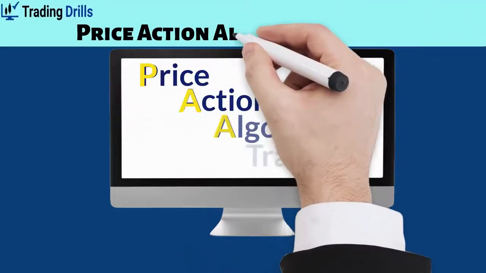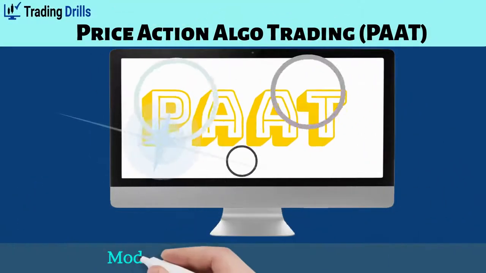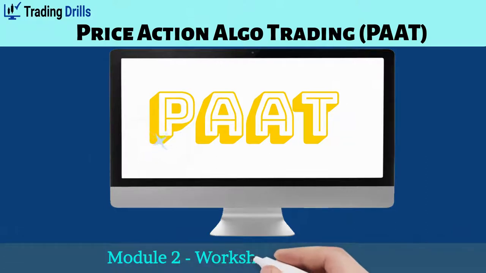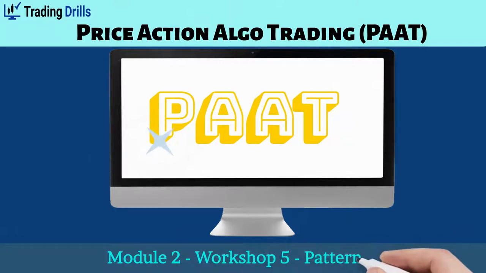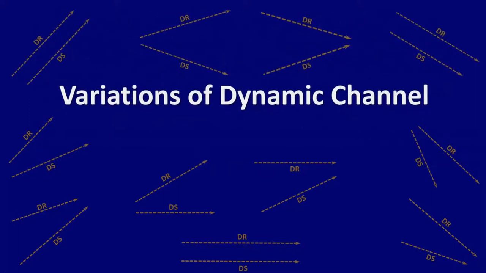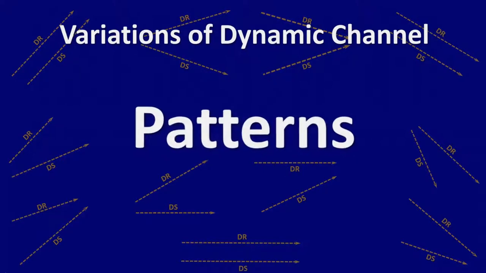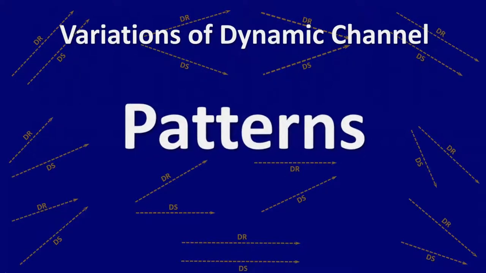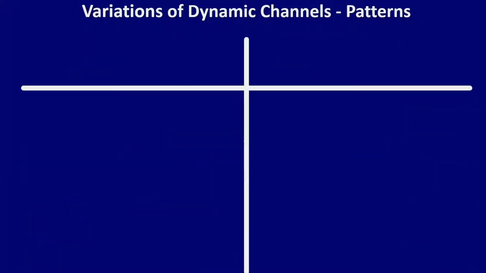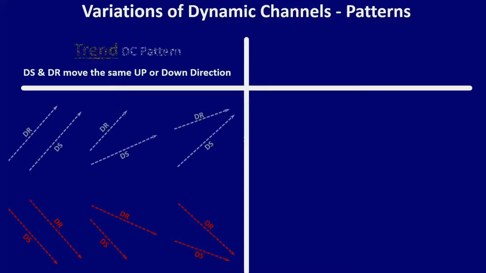Hello all traders. In this lesson of Module 2, Workshop 5, we will discuss the concept of patterns. You have seen variations of the dynamic channels on the price chart, with different directions and ranges, which form various patterns on the price chart. When dynamic support and resistance move in the same direction, we categorize them under trend patterns.